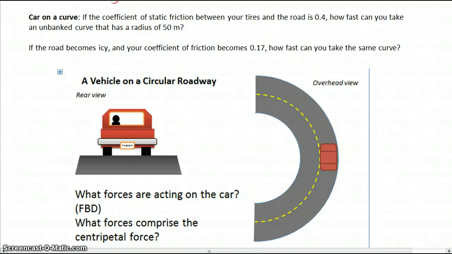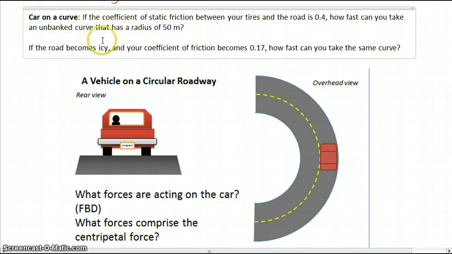Alright, so here we go. Here's a couple more circular motion style problems. One of these, this car on a circular roadway, we looked at that in class, so I want to take another look at that because it's just so common. You're going to do this on the way home today. So let's take a look at it.